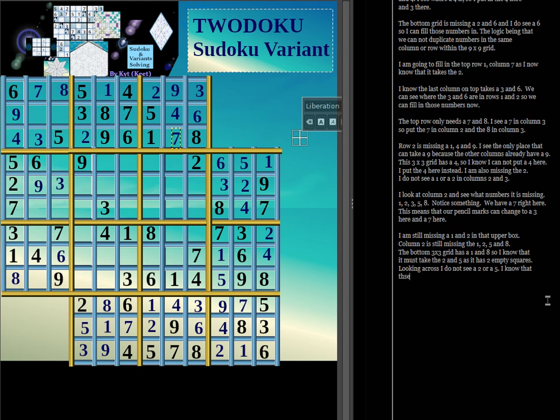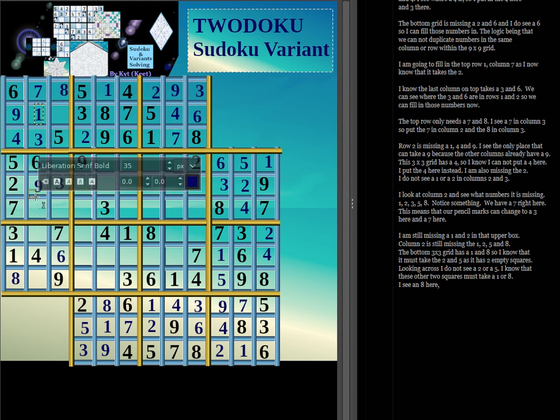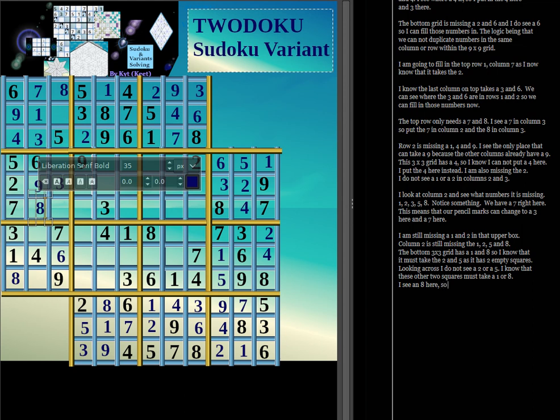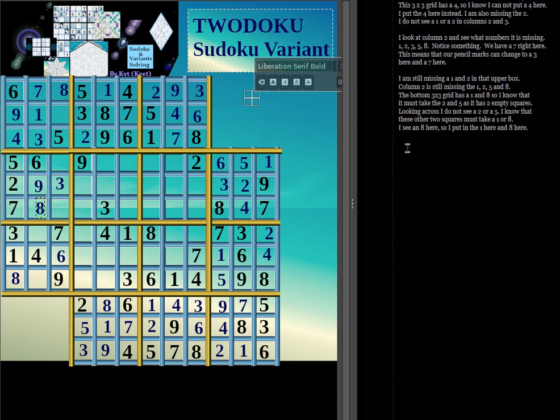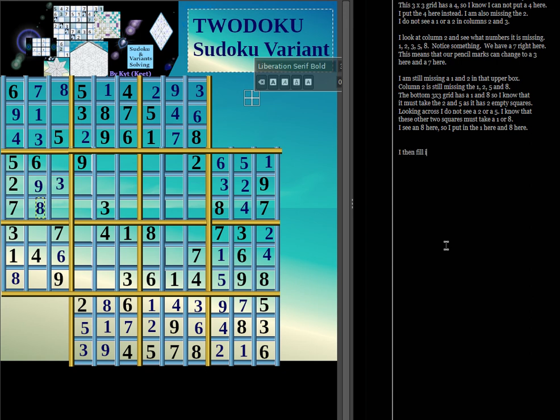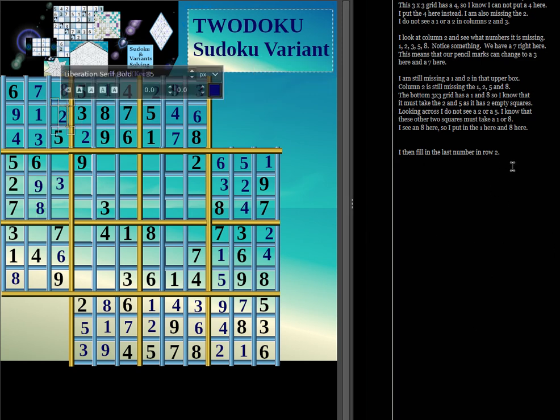But I know that these other 2 squares must take a 1 or 8. I see an 8 here. So I put in the 1 here and 8 here. And then fill in the last number in row 2, which just happens to be a 2.